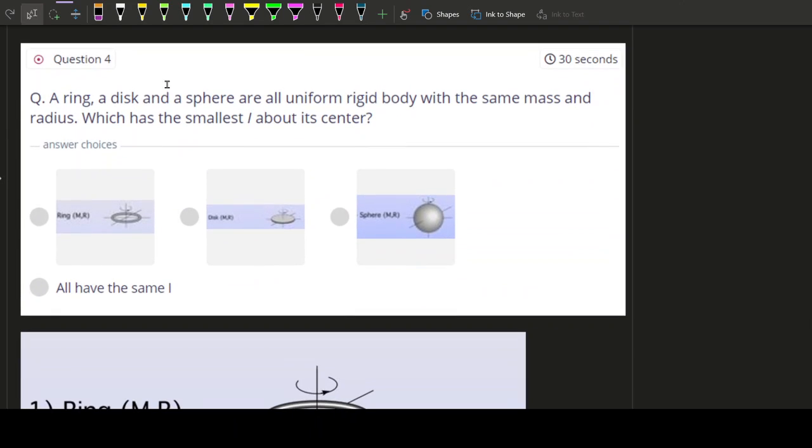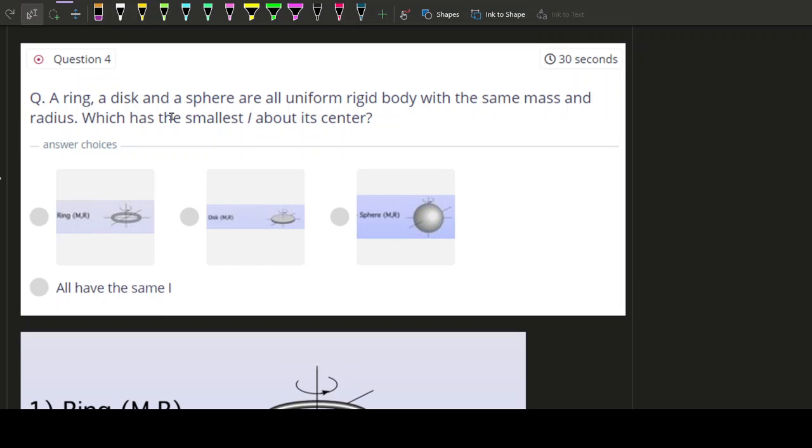Question 4. You have a ring, a disc, and a sphere, and they are all uniform rigid bodies. This means the density of the object everywhere is the same. The mass of the object for every unit volume across the whole body is the same. The density is constant for the whole rigid body. So these three rigid bodies have the same mass and the same radius.